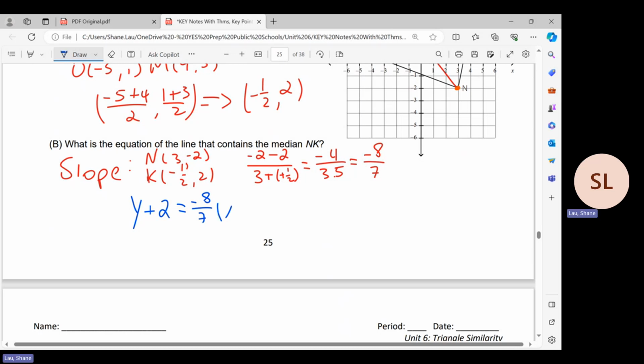And then we have our x minus our x value from N. That's just 3. And that's it. That is our point slope. Of course, if you wanted your slope intercept, we had y equals -8/7 x plus 10/7. And that's perfectly good as well.